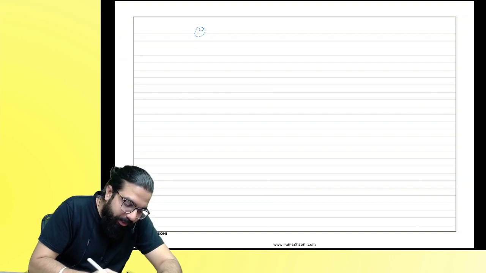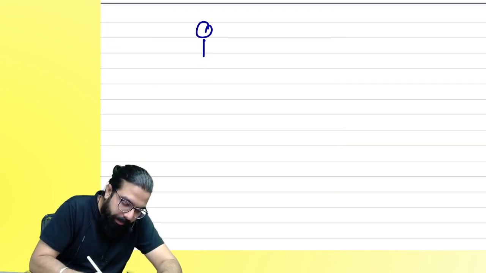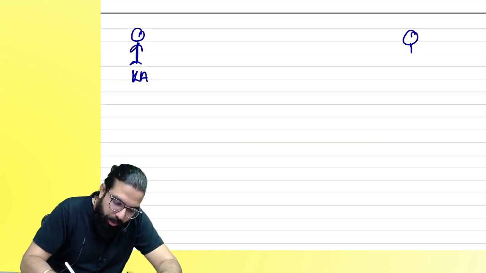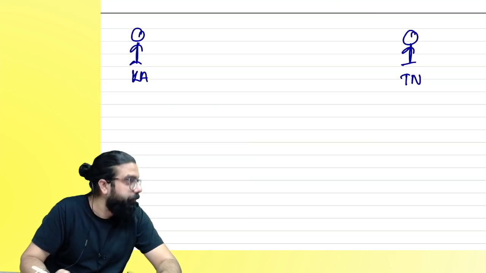Supposing one person is there, I am there in the state of Karnataka. There is one more person who is there in the state of Tamil Nadu.